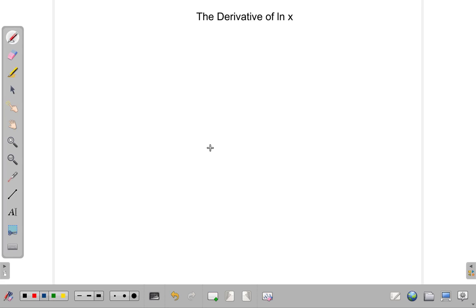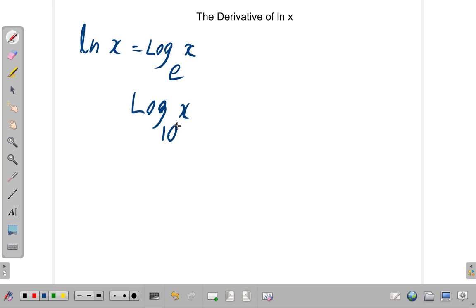Let's look at the derivative of ln x. First of all, ln x is really the logarithm of x with a base e, but it's written as ln. You remember that logarithms sometimes written as log of x really means log with a base of 10, base 10 log. But we're looking at the natural log, log with a base of e.